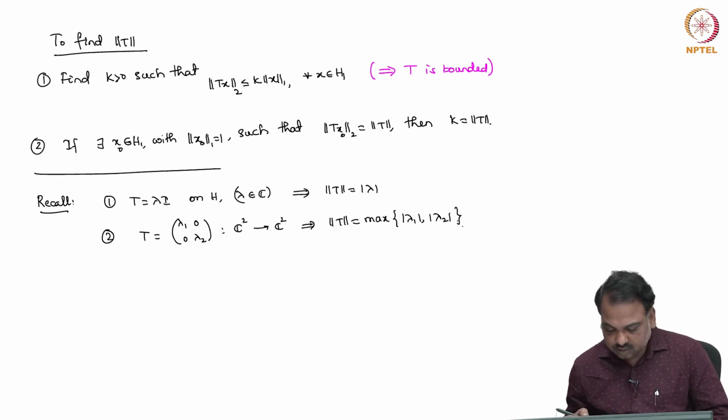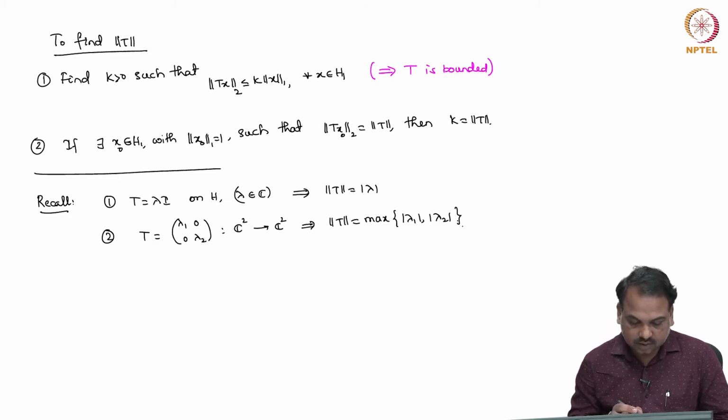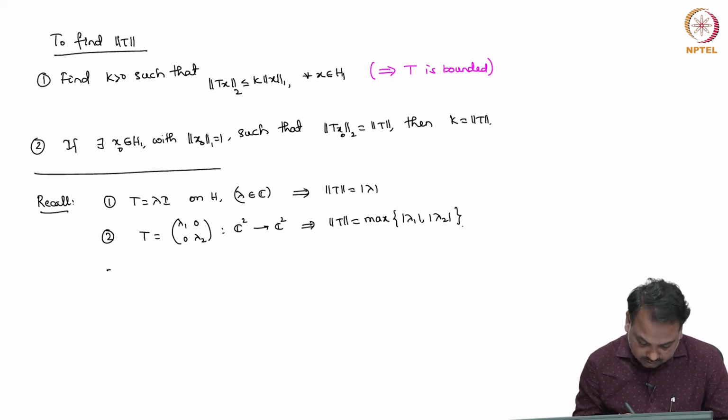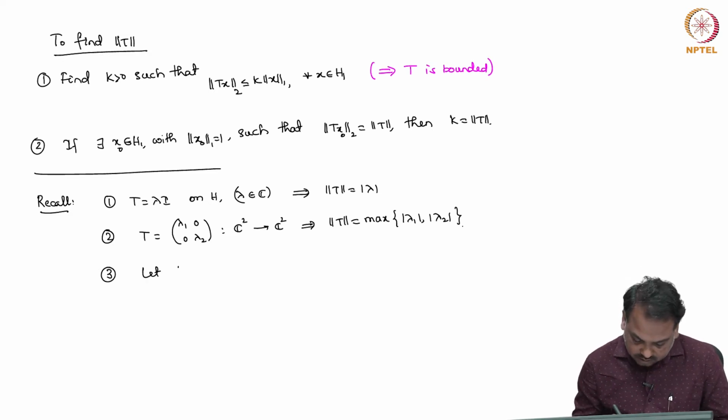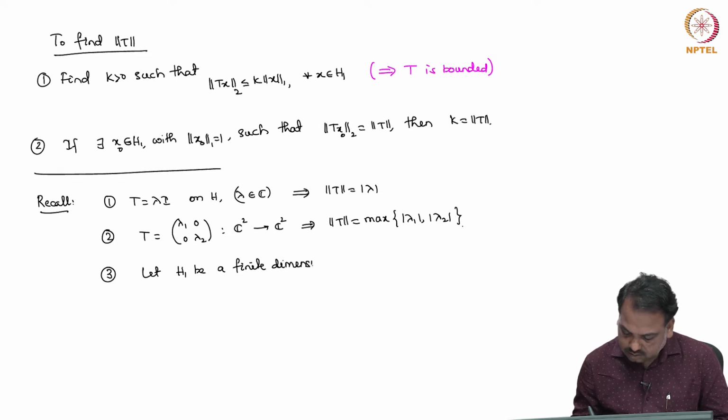Today we are going to study more examples of bounded linear operators and how to find the norm of such operators. So let us look at a third example. Let H1 be a finite dimensional Hilbert space with an orthonormal basis.